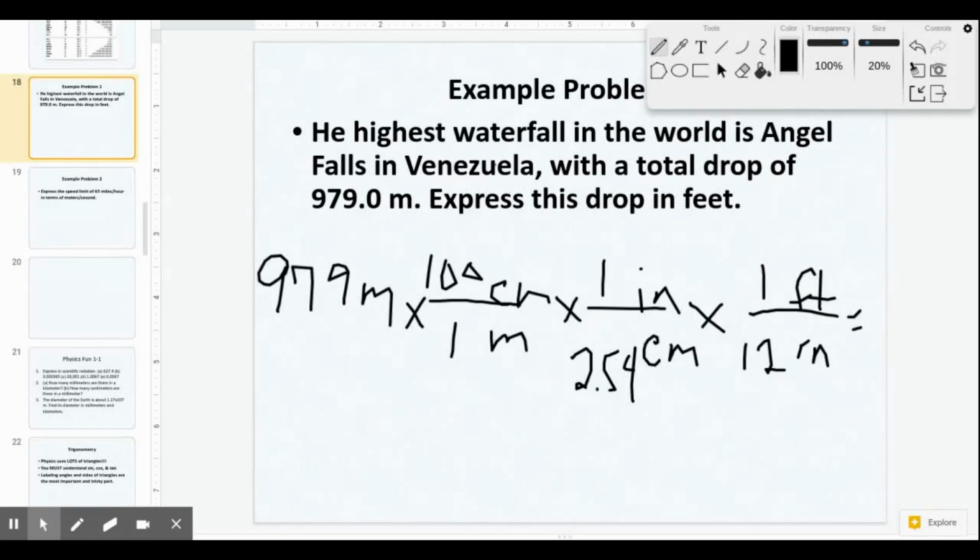Then it's a matter of solving. And remember that we multiply all the non-1 numbers on the top, and then we're going to divide by the numbers on the bottom. So if I take 979 times 100 divided by 2.54 divided by 12, I get 3,211.94 feet for my answer.